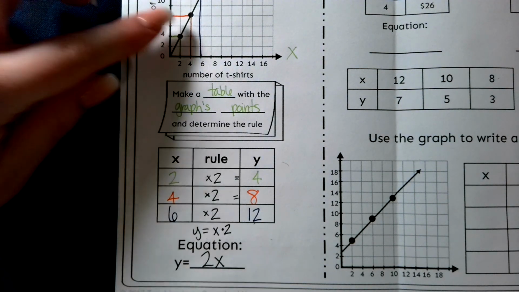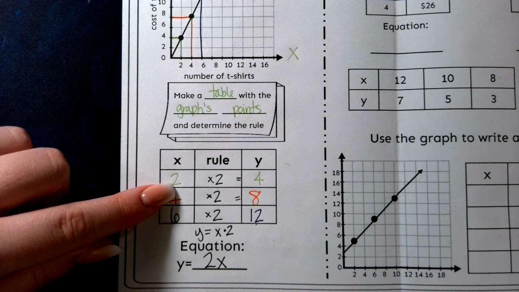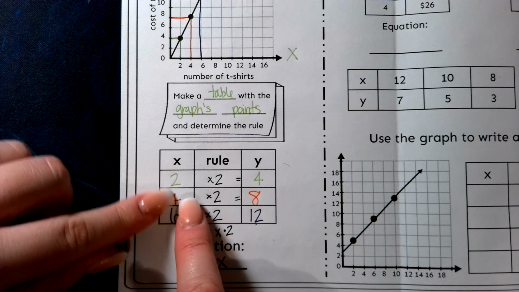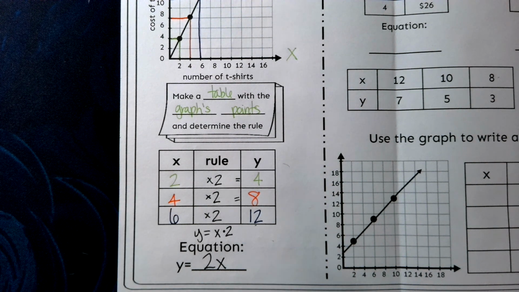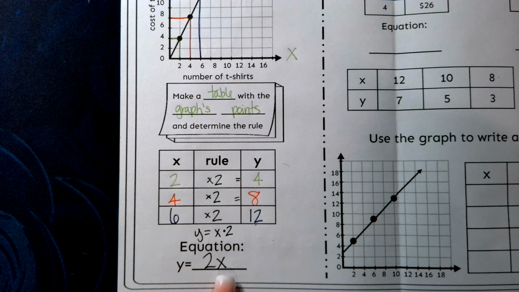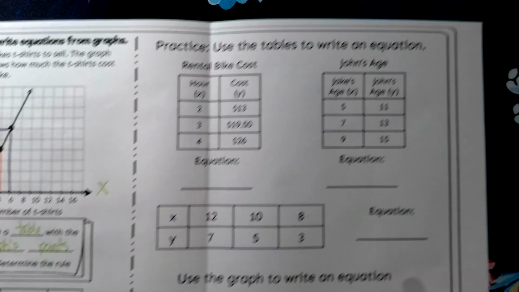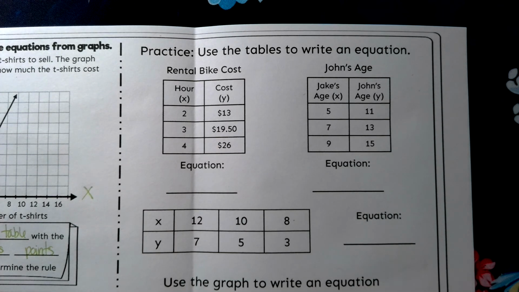So it's important, if you get a graph, turn it into a table to see, are you having an adding pattern or are you having a multiplication pattern to help you figure out what your equation is going to be. If you're good on this video, go ahead, stop it, go on to the next one where you're doing practice. You're going to have to look and determine, am I adding for my rule or am I multiplying for my rule? If you need help, again, like I said, go ahead and just ask us.